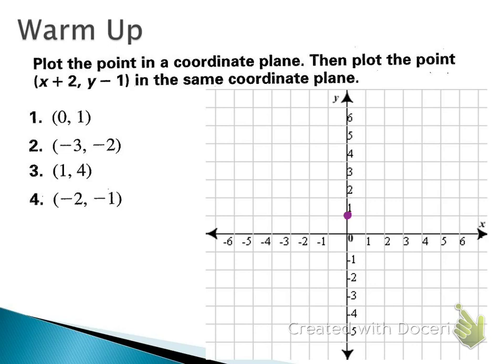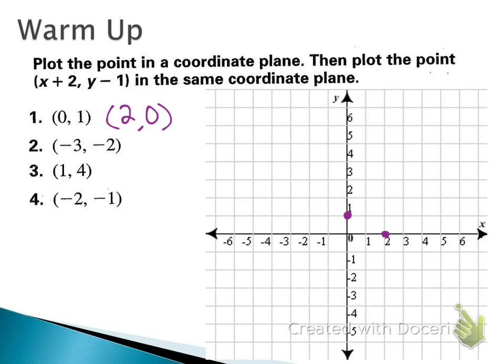Then if I were to change that point by this rule, x plus 2, y minus 1, what would that new point be? 2, 0. Good. 2, 0. So we took the x coordinate, added 2, y coordinate, subtracted 1. How do I get to that point? Go right. And then? Over 0. Good. Right 2, and then that's it. We don't move up or down.